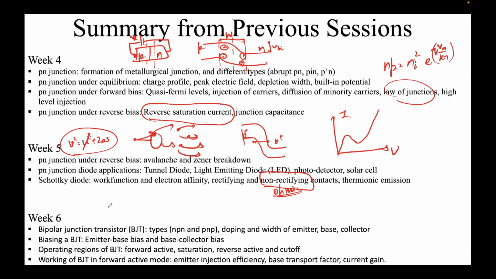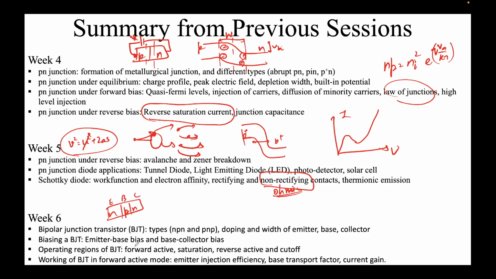Then we increased the difficulty level a bit. Now we talked about three terminal devices called the NPN and PNP BJTs. We talked about why the doping of the emitter has to be high, the base has to be lowly doped, and its thickness has to be low enough. Collector is usually moderately doped and wide to effectively dissipate the heat. And we can see there are two junctions, so this is emitter, base, and collector. So base-emitter and base-collector, depending on the biasing of these two junctions, we can have four different regimes, namely forward active, saturation, reverse active, and cutoff.